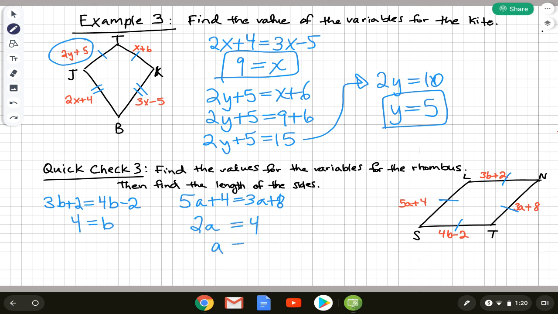All right, now this is part of what they asked for, but then they wanted us to find the length of the side. So if I put 4 back in for b, then I could do 4 times 4 is 16 minus 2 is 14 for the side ST. On top, 3 times 4 is 12 plus 2 is 14 for LN. These should all end up being 14, but it's good to double check. All right, I'm putting in 2 for A, so for LS I'll have 5 times 2 is 10 plus 4 is 14. And 3 times 2 is 6 plus 8 is 14. So each of the sides is 14.